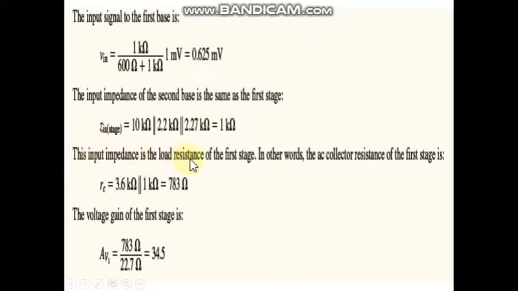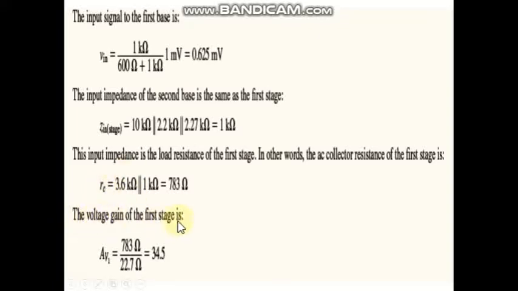The input impedance is the load resistance of the first stage. In other words, the AC collector resistance of the first stage is Rc parallel the input impedance. Okay, this we know. Input impedance is the load resistance of the first stage because the first stage is driving the second stage. So the input impedance of the second stage becomes the load for the first stage. So RC for the first stage is 3.6 parallel 1K.